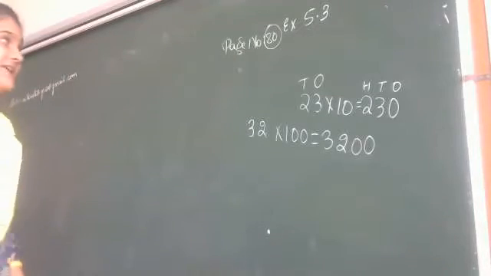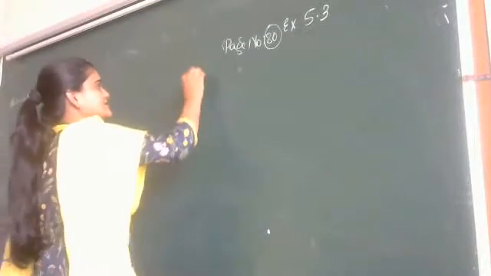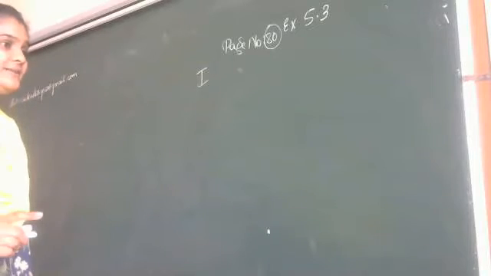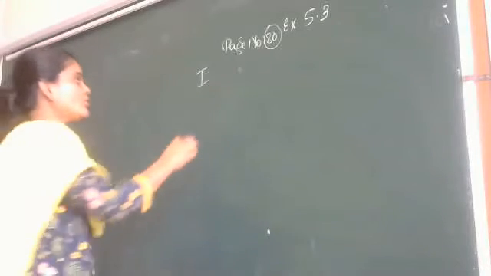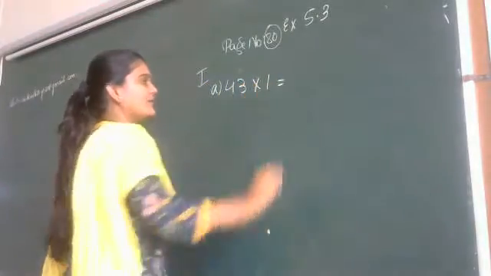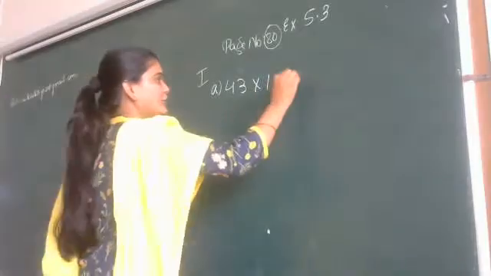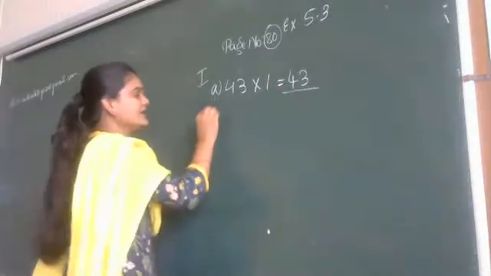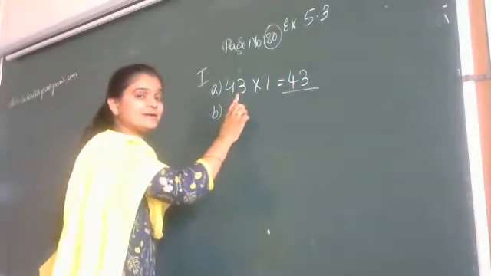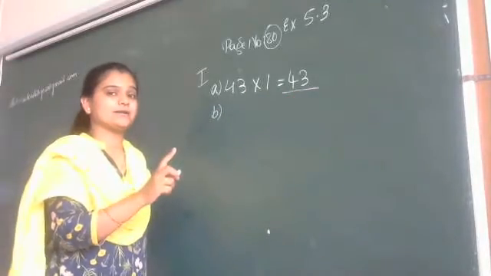No, we have not yet started the exercise. Now we will start. This was the revision of yesterday's class. Exercise 5.3, first question: write the product for the following. The first one, 43 into 1. What is the answer? Yes, it is 43. So any number, if you multiply it by 1, you get the same number.